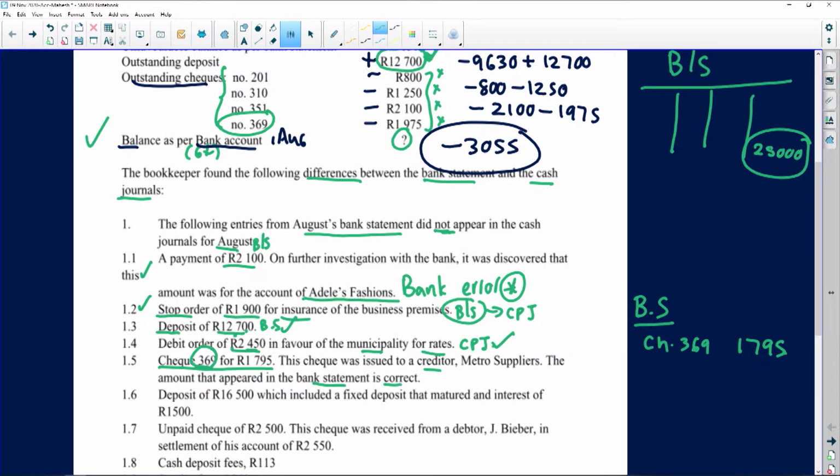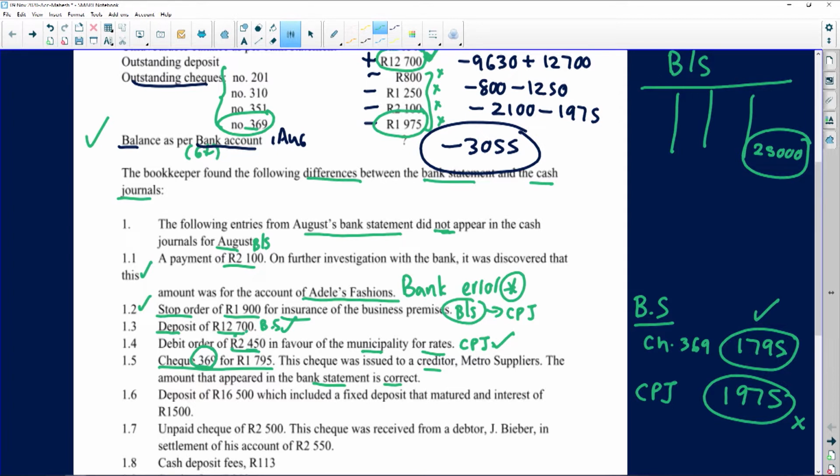Now, if we look closer, let me just quickly erase this so you guys can actually see. Let's just get rid of that. There we go. Right, so if we look at check number 369, in our records, the check was entered as 1,975. So in other words, when we entered this in our CPJ, we entered the amount as 1,975. However, the amount on the bank statement is correct. So in other words, this amount here is correct. We obviously entered the amount incorrectly.